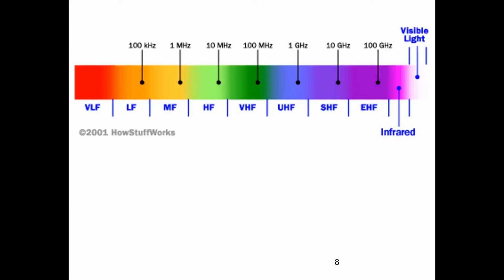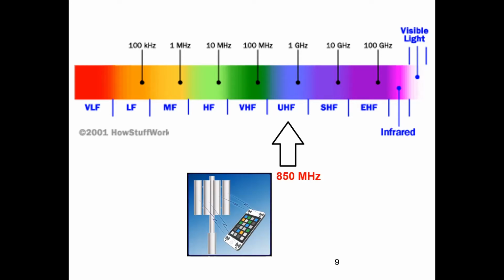Different parts of the electromagnetic spectrum can be broken down even further. These are radio waves and microwaves. We start out on the left with what's called very low frequency, then low frequency, medium frequency, high frequency, very high frequency, ultra high frequency, super high frequency, and extreme high frequency. And your cell phones, by the way, are right about at 850 megahertz, which makes them in the ultra high frequency range.